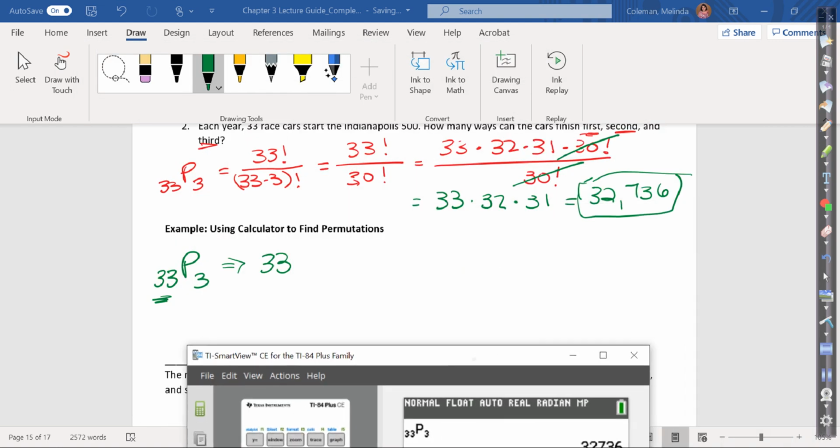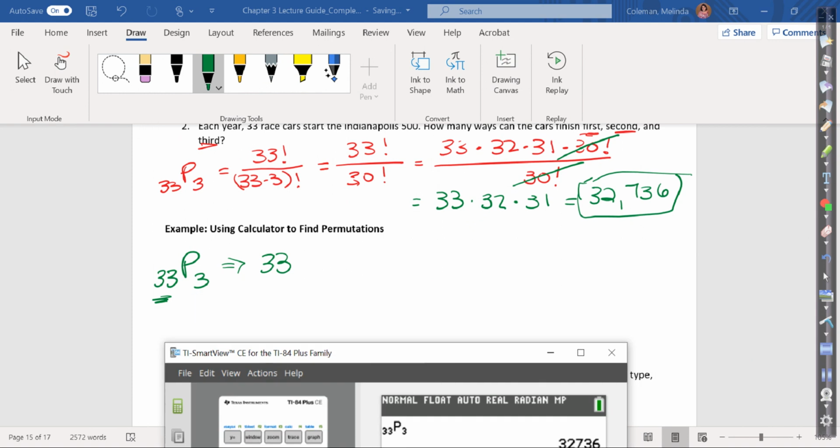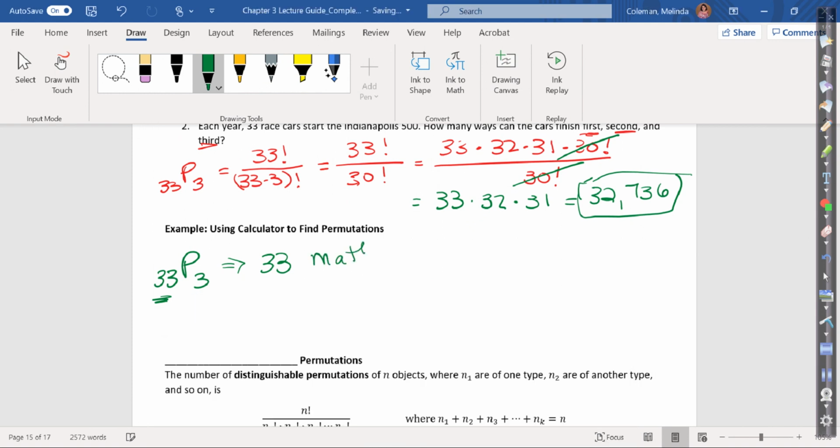So it's going to be hit 33, then the math key, and then after you hit the math key, you're going to go over to the probability key. After you go over to the probability key, you're going to hit number 2 for nPr.